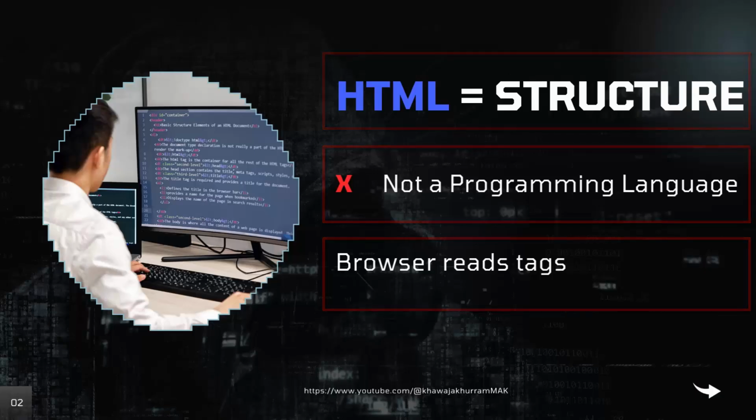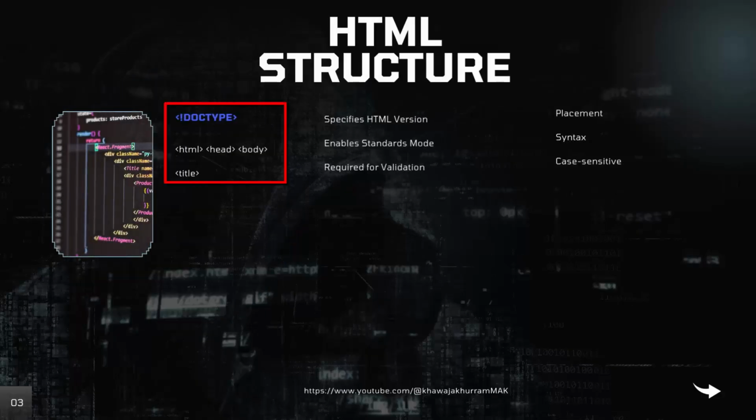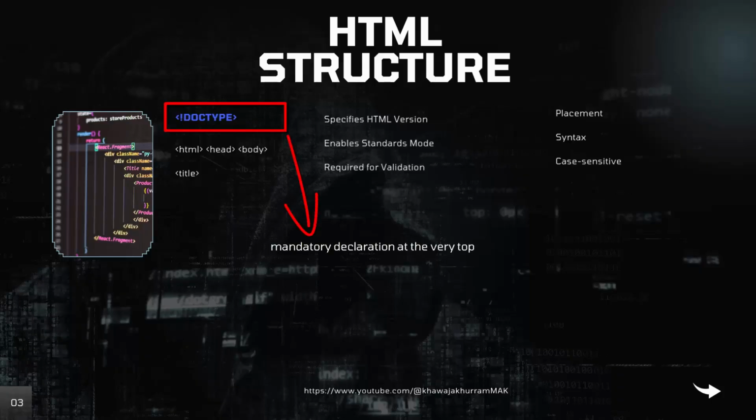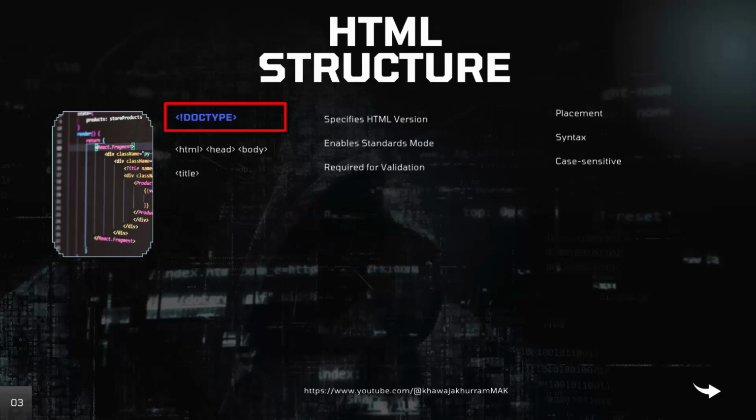Let's talk about the HTML structure. It has tags like doctype, html, head, body, and title. Doctype html is a mandatory declaration at the very top of an HTML document that tells the browser it's an HTML5 page, ensuring it renders in standard mode for consistent display, acting as an instruction rather than a tag, and simply defined as doctype html for modern web pages.